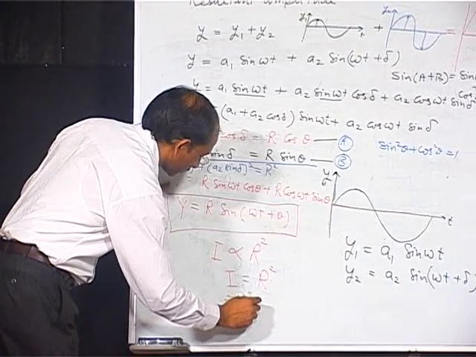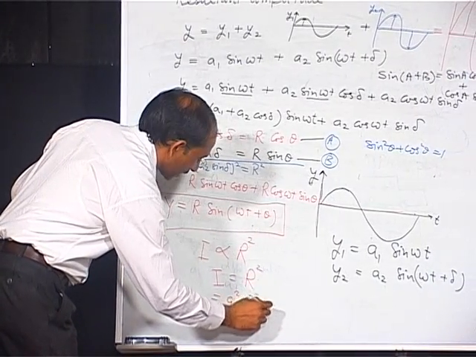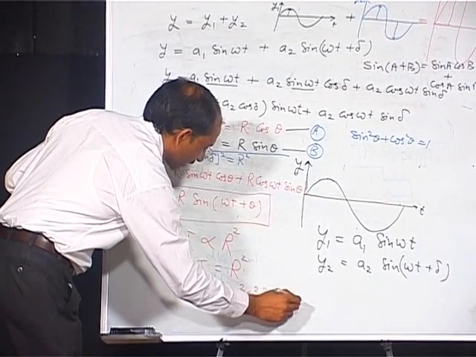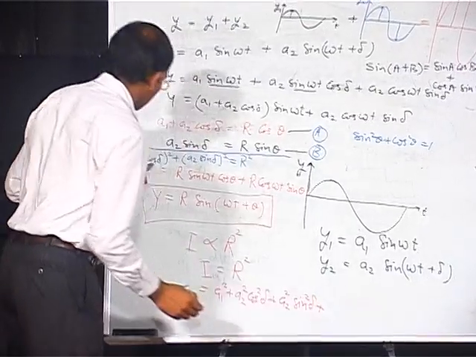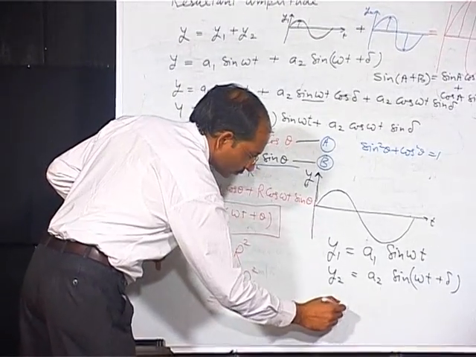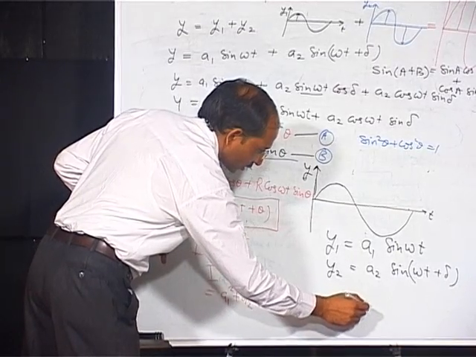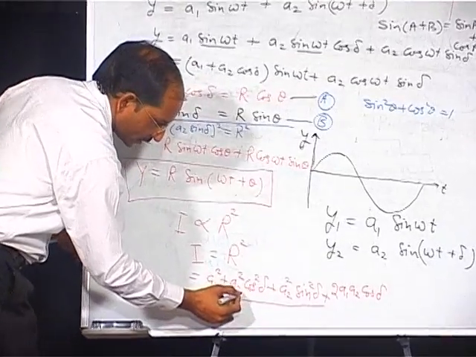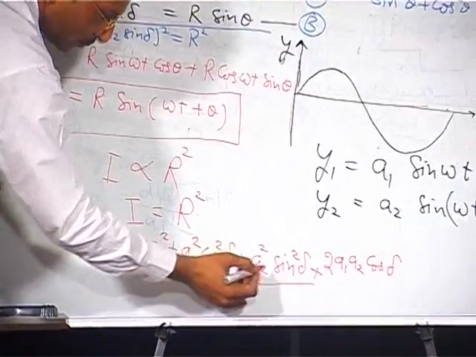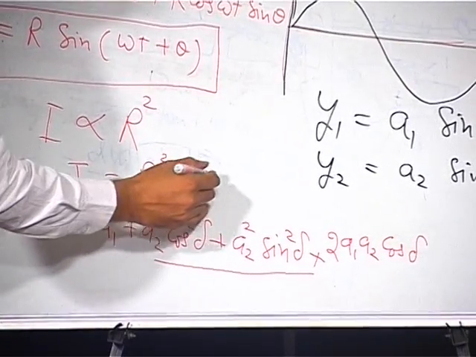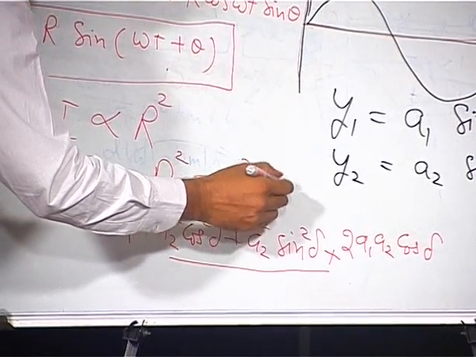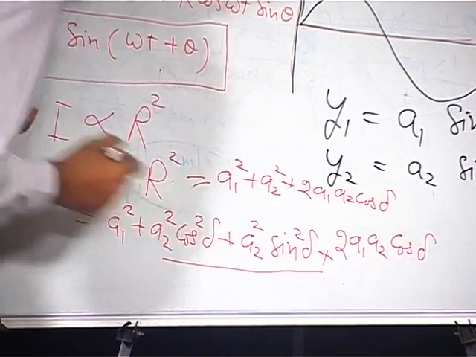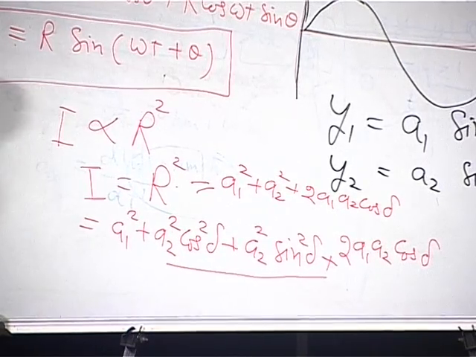a1 square plus a2 square cos square delta plus a2 square sin square delta plus 2a1 a2 cos delta. If you see here, taking a2 square common, cos square delta plus sin square delta, this becomes a1 square plus a2 square plus 2a1 a2 cos delta. So, this is our required result.